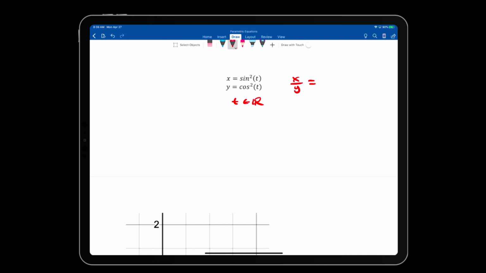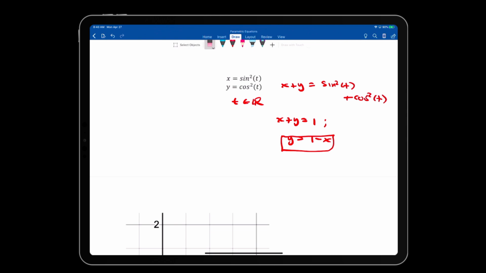Isn't x over y sine squared? Well, maybe we should do, let's not do it that way. Now you guys can do this. This is kind of simple. Isn't x plus y sine squared t plus cosine squared t? Or we can say x plus y equals 1, which means y equals 1 minus x.